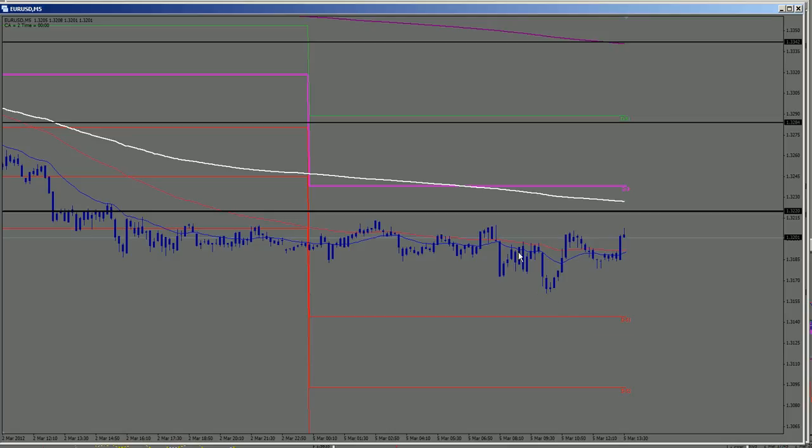So we got here minus 10 and plus 16. On Aussie dollar we got minus 5 and plus 16. That makes it a plus 17 pips overall day here.